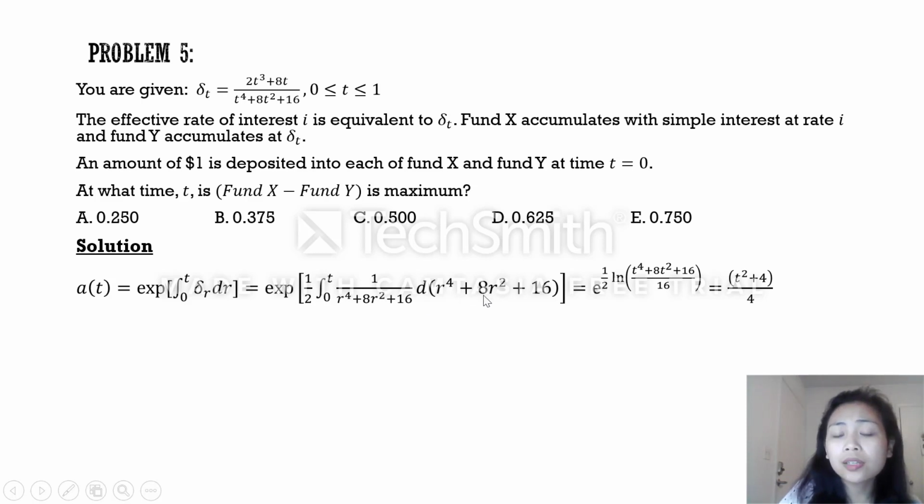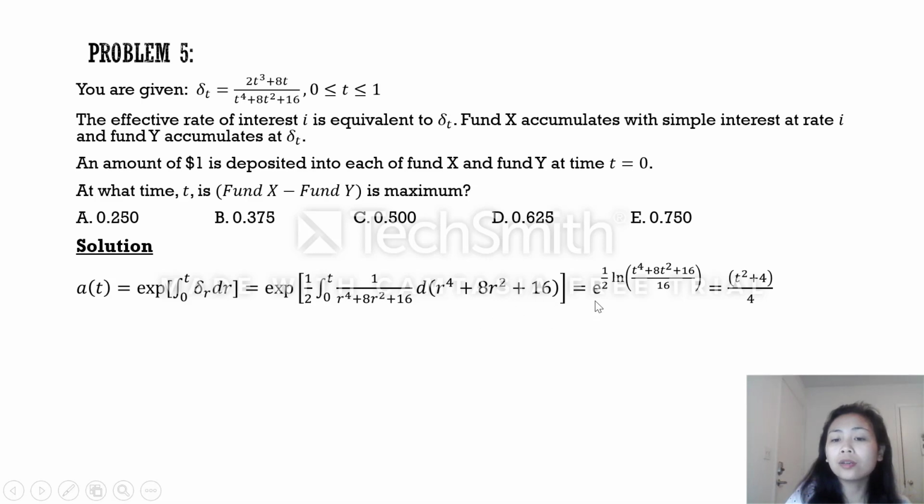The derivative d of (r to the 4 plus 8r squared plus 16) is 4r cubed plus 16r. So dividing by 2, you have exactly 2r cubed plus 8r. That's why I'm breaking it out to use the chain rule, because I want to use the chain rule to make it simple. So the integral from 0 to t of 1 over (r to the 4 plus 8r squared plus 16) d of (r to the 4 plus 8r squared plus 16) is just the natural log of r to the 4 plus 8r squared plus 16.